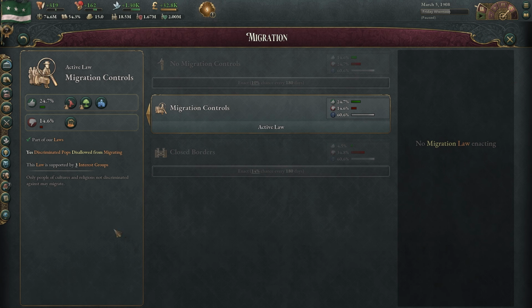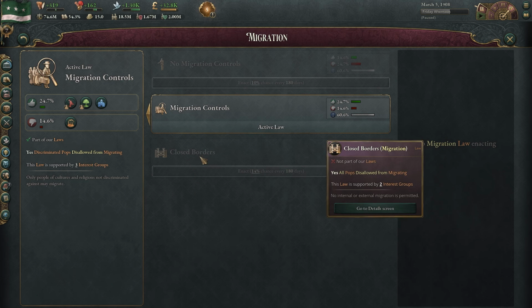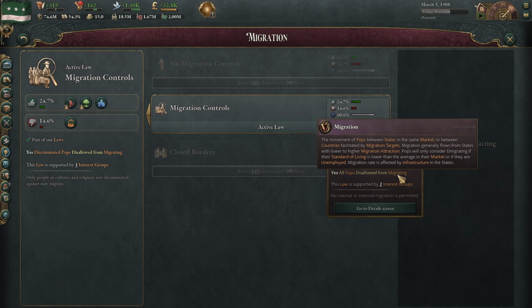Let's get into it. Before we talk about migration laws, we need to talk about migrating or migration. I see a lot of confusion out there, so I want to make sure that we're all talking the same thing. So migration is the movement of POPs between states in the same market. So if you're the market leader, then that's much better, right? It's all within the states that you control.